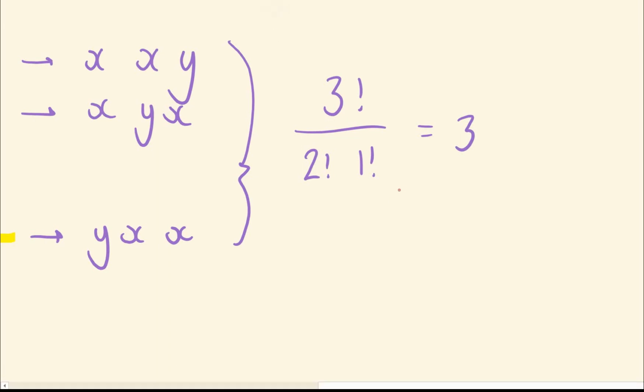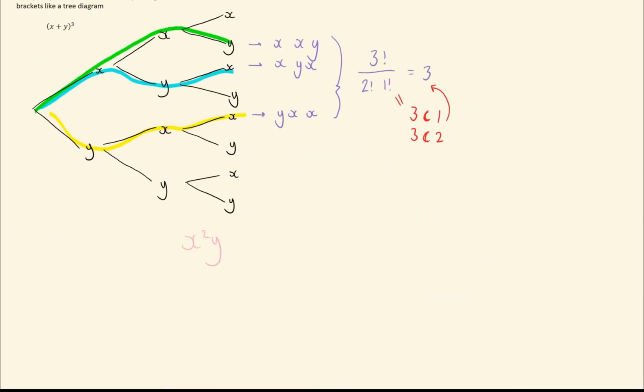And let's not forget, you can also do that in a more shorthand fashion by doing 3 choose 1 or 3 choose 2 on your calculator. And that will also give you the same number back. And we're going to use that now to work out a much harder problem.